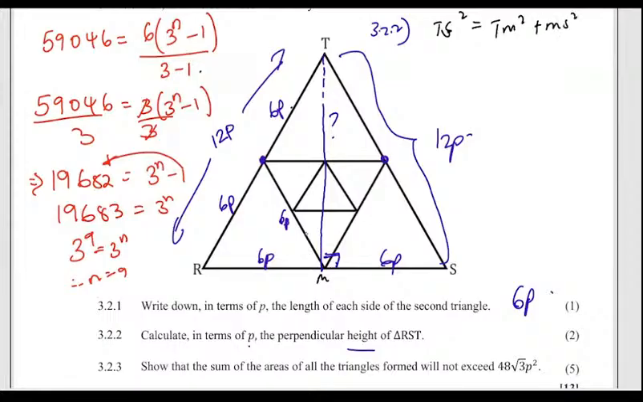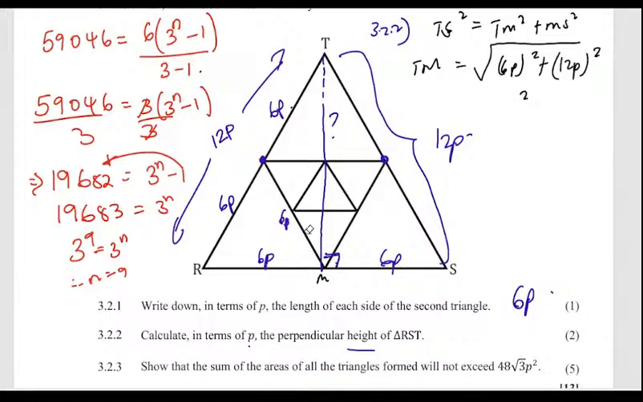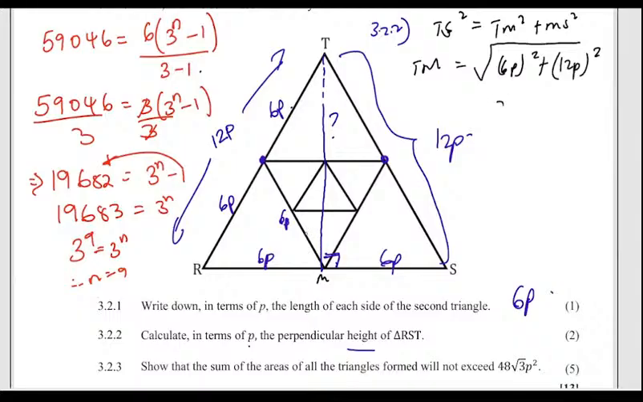Meaning that my tm is going to be the square root of ms, which is 6p squared, plus this one, which is 12p, everything squared. So that's going to be 36p squared. Why am I saying 3? Malume, what's going on? So 36p squared plus 144p squared under the square root sign. So 36 plus 144, what do we get? We get 180, no?